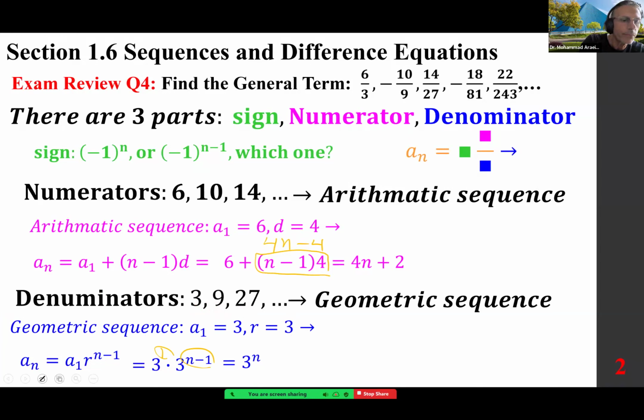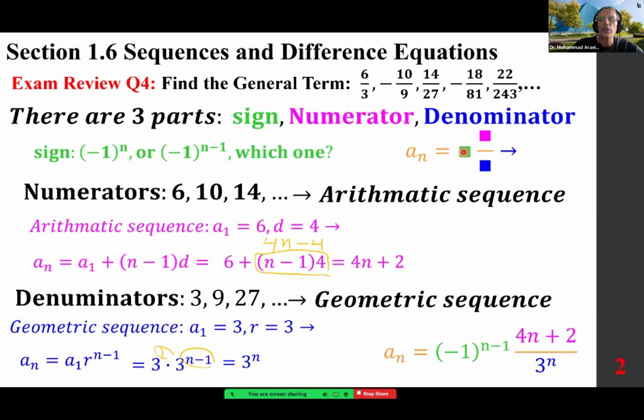And now all we have to do is plug in everything that we found. So we decided the sign is negative 1 to the power of n minus 1, the numerator is 4n plus 2, and the denominator is 3 to the n. More importantly, we must check, meaning if you replace the n with 1, do you get the first one? For the first one at least, 1 minus 1 is 0, negative 1 to the power of 0 is positive 1, and 4 times 1 is 4, plus 2, so the numerator is 6. 3 to the power of 1 is 3. So this is equal to 6/3, and I leave it for you to check the rest of them. You must check the second one, the third one, just to be on the safe side.